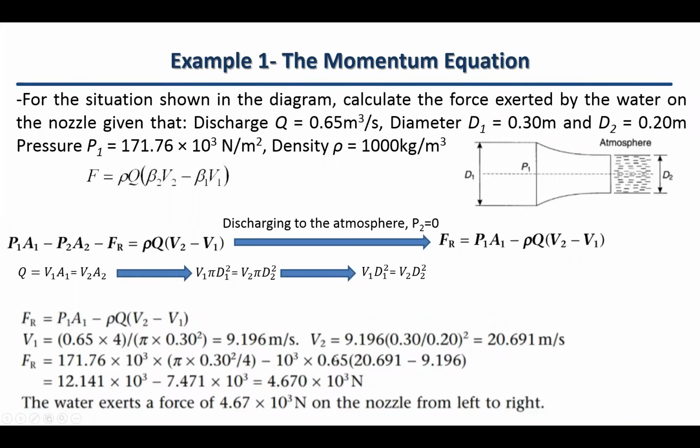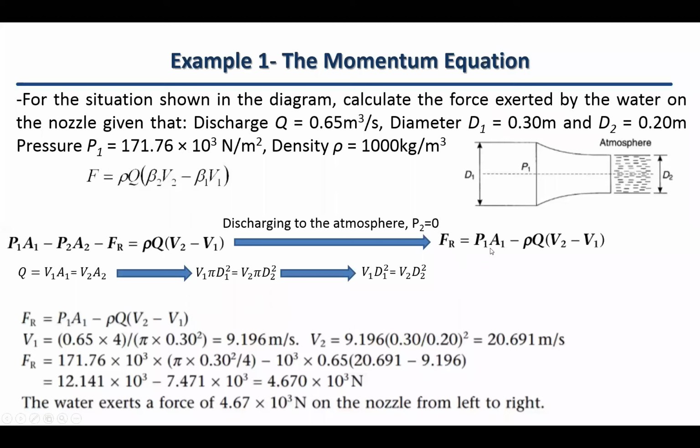As you can see here, this velocity is really high, so it's not a normal application of water transportation. It's normally used for, for example, firefighting, where they use this amount of velocity, 9 or even 20. You can see the velocity changes more than twice, from 9.196 to 20 point something. So with these V1 and V2, we go ahead and calculate FR.